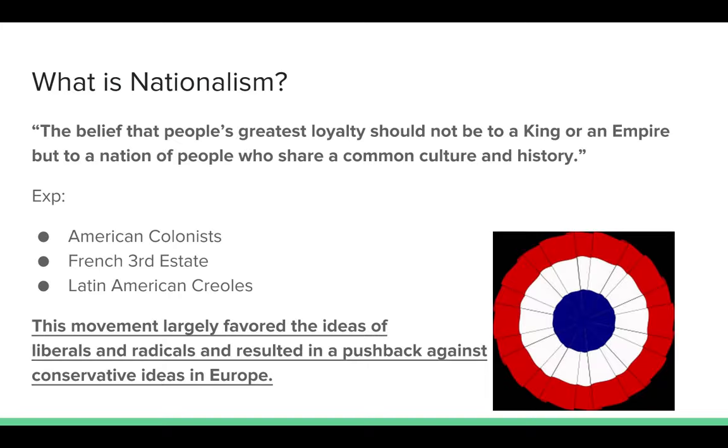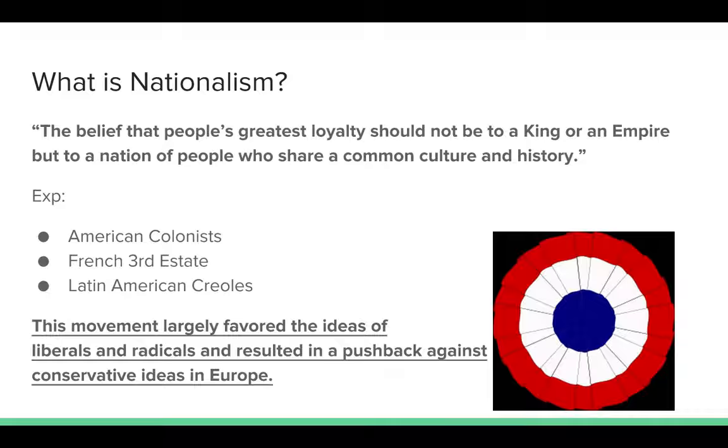So nationalism is the belief that people's greatest loyalty should not be to a king or an empire, but to a nation of people who share a common culture and history. This is something that's now becoming widespread, but it's not necessarily new. We saw it with the American colonists who, rather than bow down to what King George wanted, stood up for what they believed government should be, and also what the ideals and principles of an American government should be.